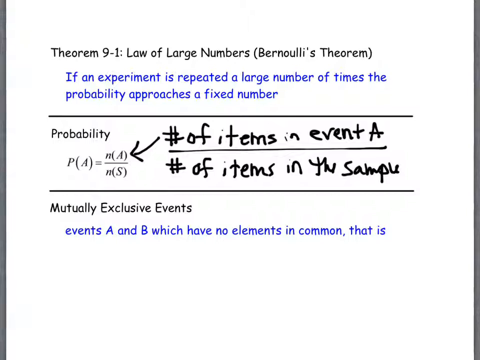Mutually exclusive events. These are events which have no elements in common. And notationally, it looks like this, which I'll explain, both as a reminder for those of you who've had Math 1 and as an introduction for those of you who haven't. The upside down U means intersection, what they have in common. Jot that down if you've forgotten or haven't seen that notation before.